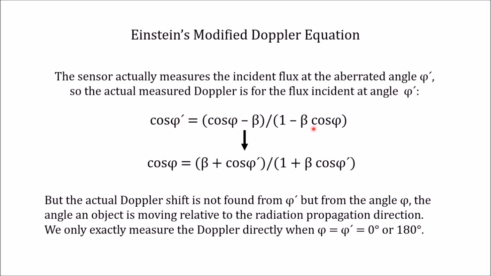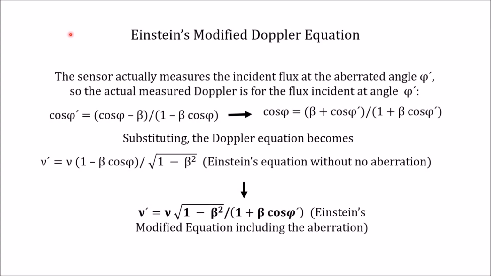Solving this for cosine phi, which is what's required in his Doppler equation, we come up with this. This is cosine phi in terms of the measured values of phi prime. This then is what is put back into the Doppler equation in order to insert the effect of the aberration on the frequency. So carrying out that substitution, here it is again.